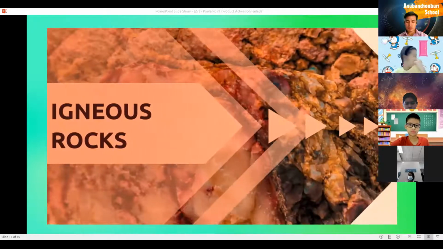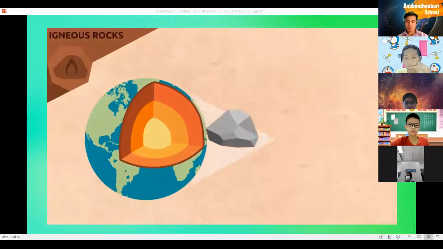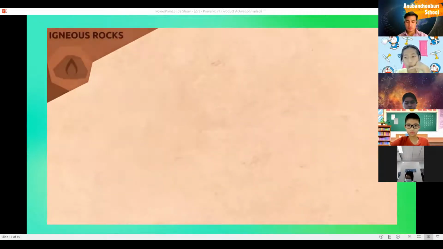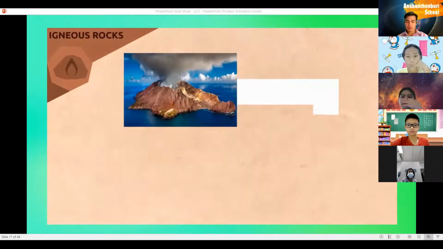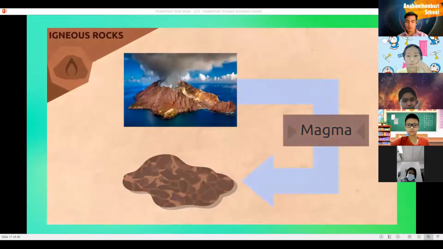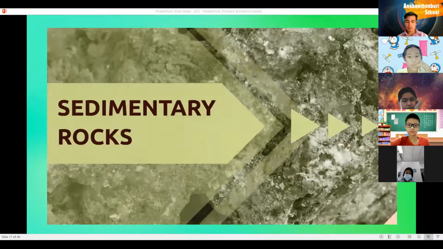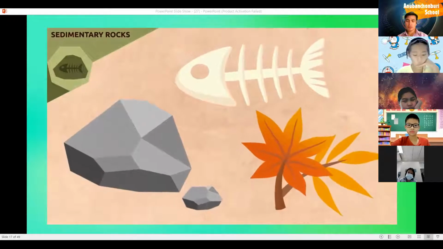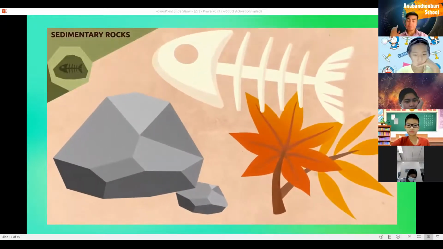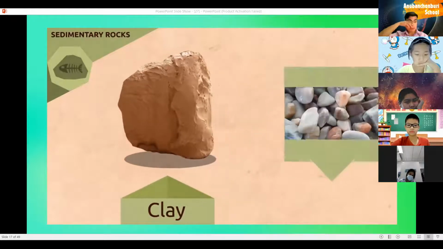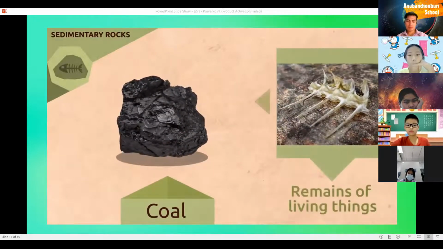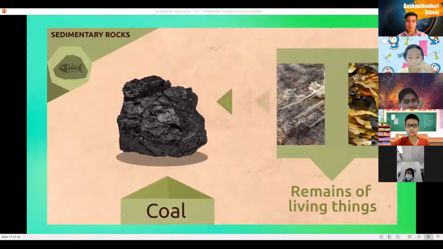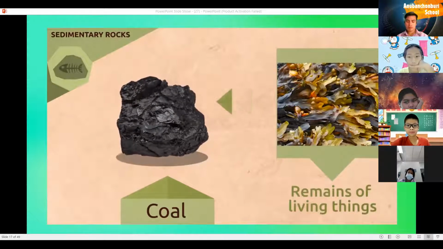Igneous rocks are very hard rocks formed deep inside the earth. Examples of igneous rocks are granite or basalt. Both are formed from magma, which erupts as volcanic lava. As soon as it reaches the surface of the earth, lava cools and solidifies rapidly. Sedimentary rocks are formed from pieces of other rocks or even once living organisms. Clay, for example, is formed by broken up pieces of other rocks. Coal and petroleum are formed from the remains of living things like animals and plants, and from sediment deposits found in marine beds.